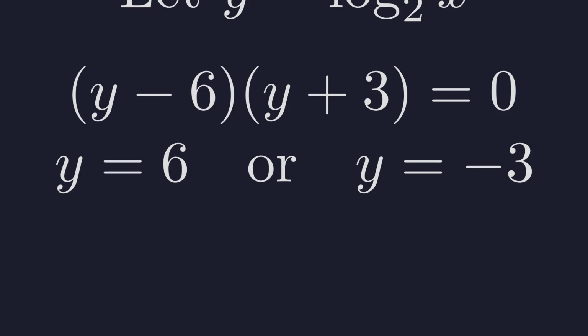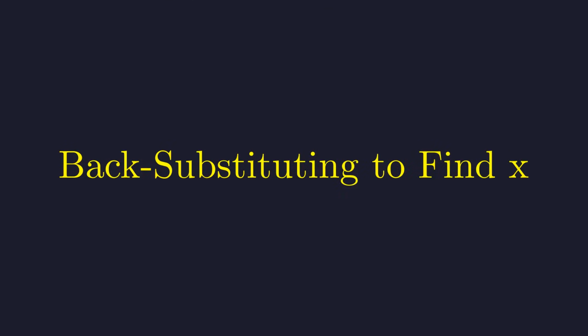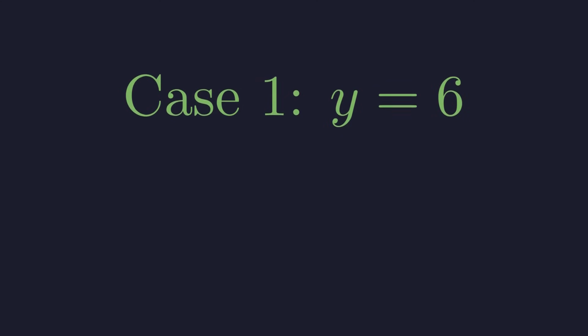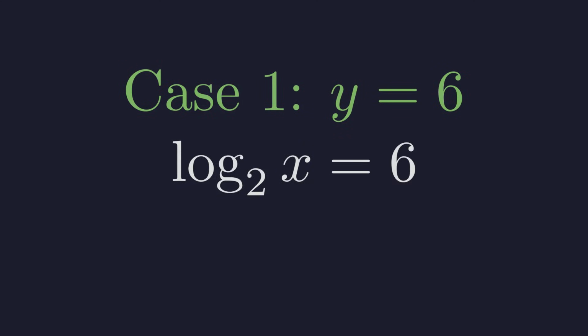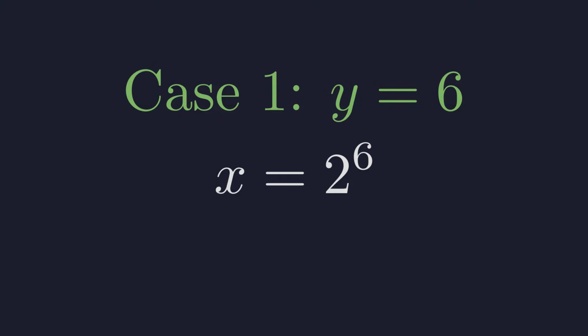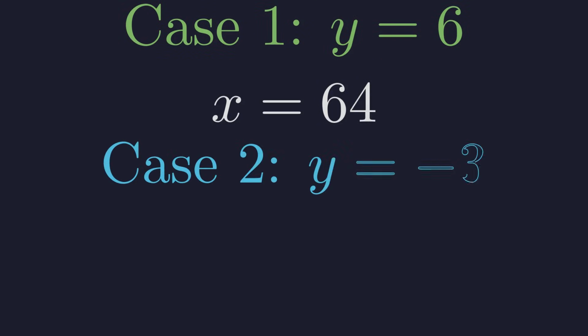But remember, we are solving for x, not y. Now we substitute back our original expression for y to find the values of x. Let us start with our first case, where y equals 6. Substituting back, we have the logarithm base 2 of x equals 6. To solve for x, we rewrite this in exponential form. x equals 2 to the power of 6, which gives us our first solution. x equals 64. Now for our second case, where y equals negative 3.